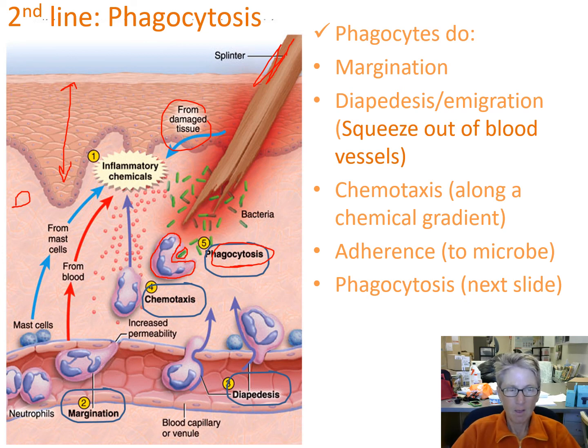And mast cells, and then cells from the mast cells that are on the inside of the blood vessels toward the tissue side, and then cells that come out of the blood vessels will move toward these inflammatory chemicals, because where the inflammatory chemicals are, that's where the bacteria are. So let's check it out.